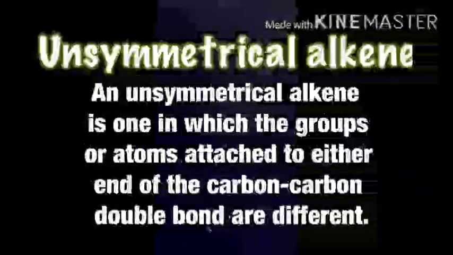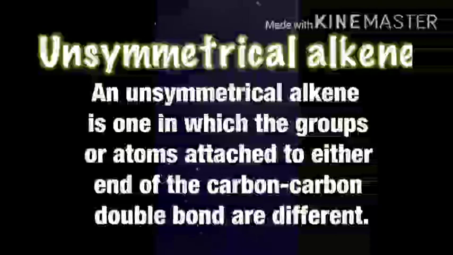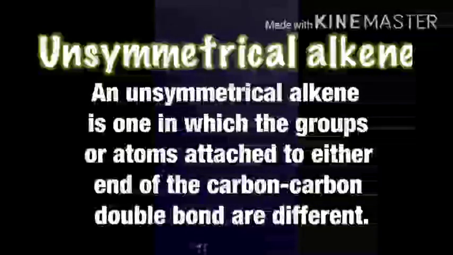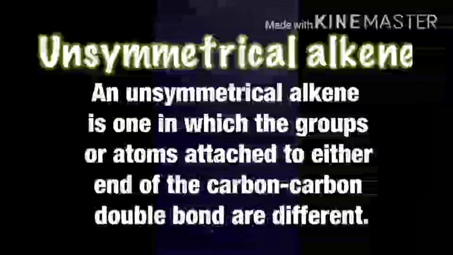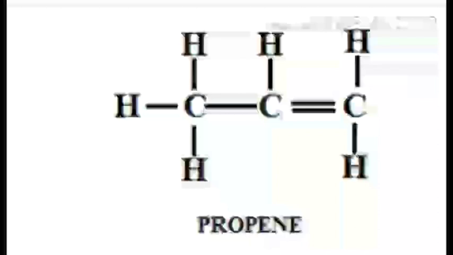Now, what is an unsymmetrical alkene? An unsymmetrical alkene is the one in which the groups or atoms attached to either end of the carbon-carbon double bond are different. For example, in propene, there is one hydrogen and one methyl group at one end of the double bond, but two hydrogen atoms on the other end of the double bond. So, it is an unsymmetrical alkene.